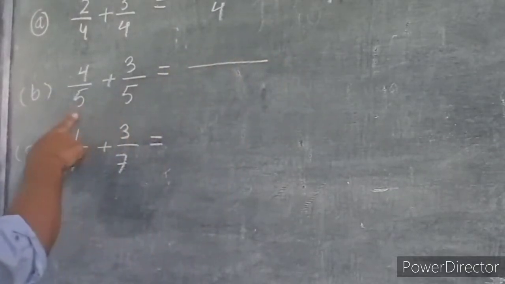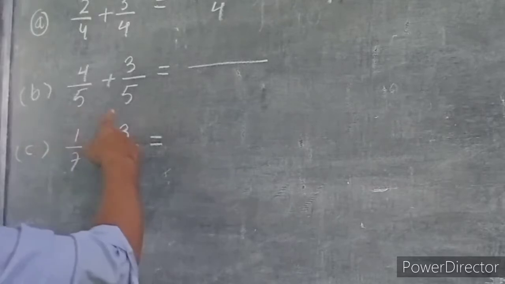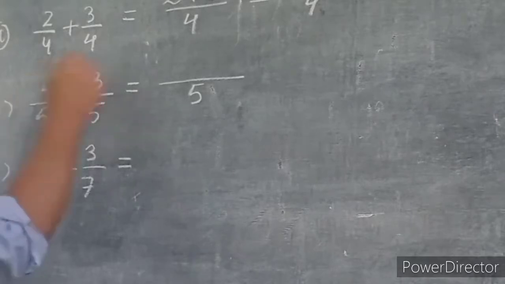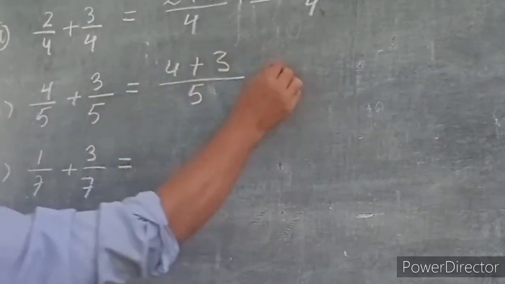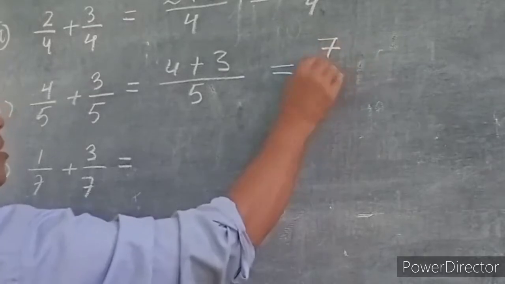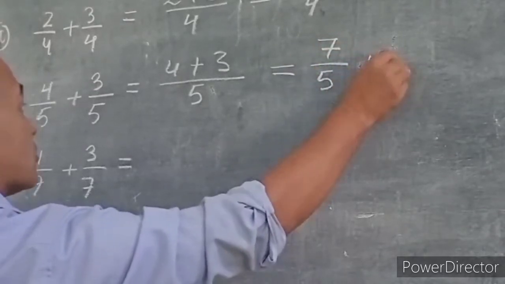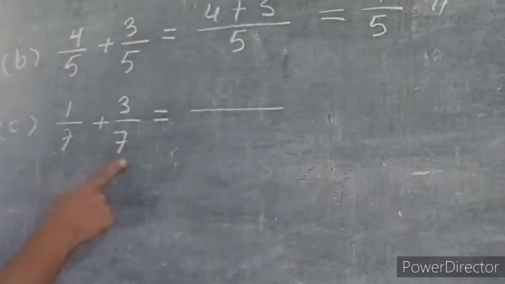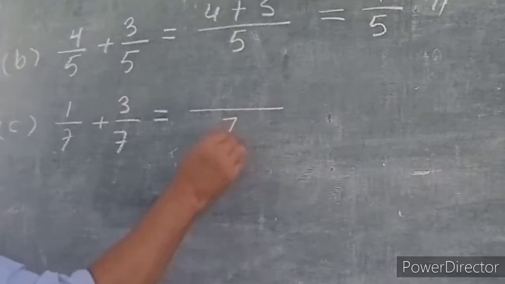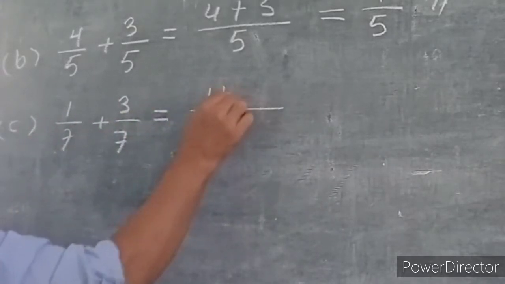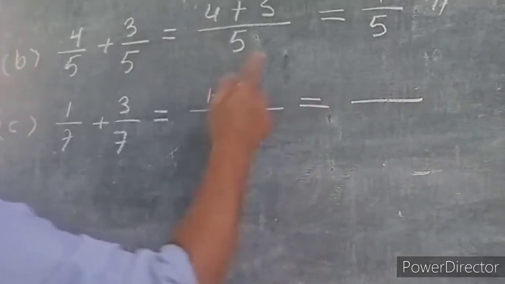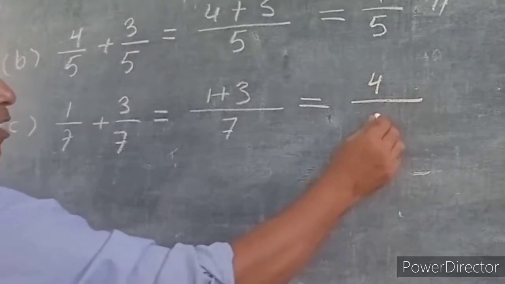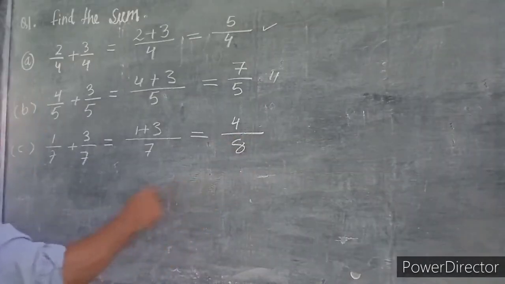Now here we have 5 as our common denominator, so we will write here 5. Then find the sum of 4 and 3. The sum of 4 and 3 is 7, so 7/5 is our answer. Now here we have common denominator 8, and we have 1 and 3. When we add 1 and 3, we get 4, and here is 8, so 4/8.